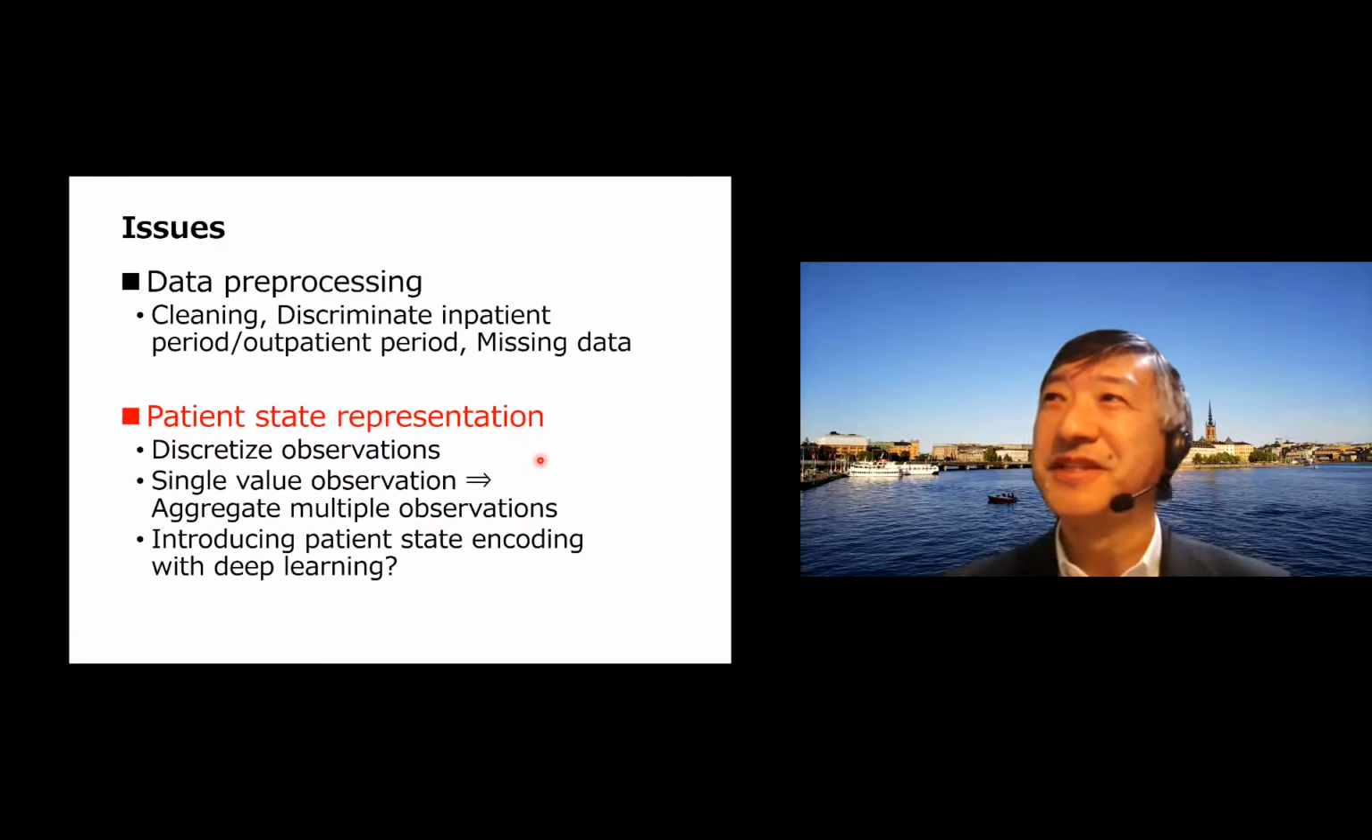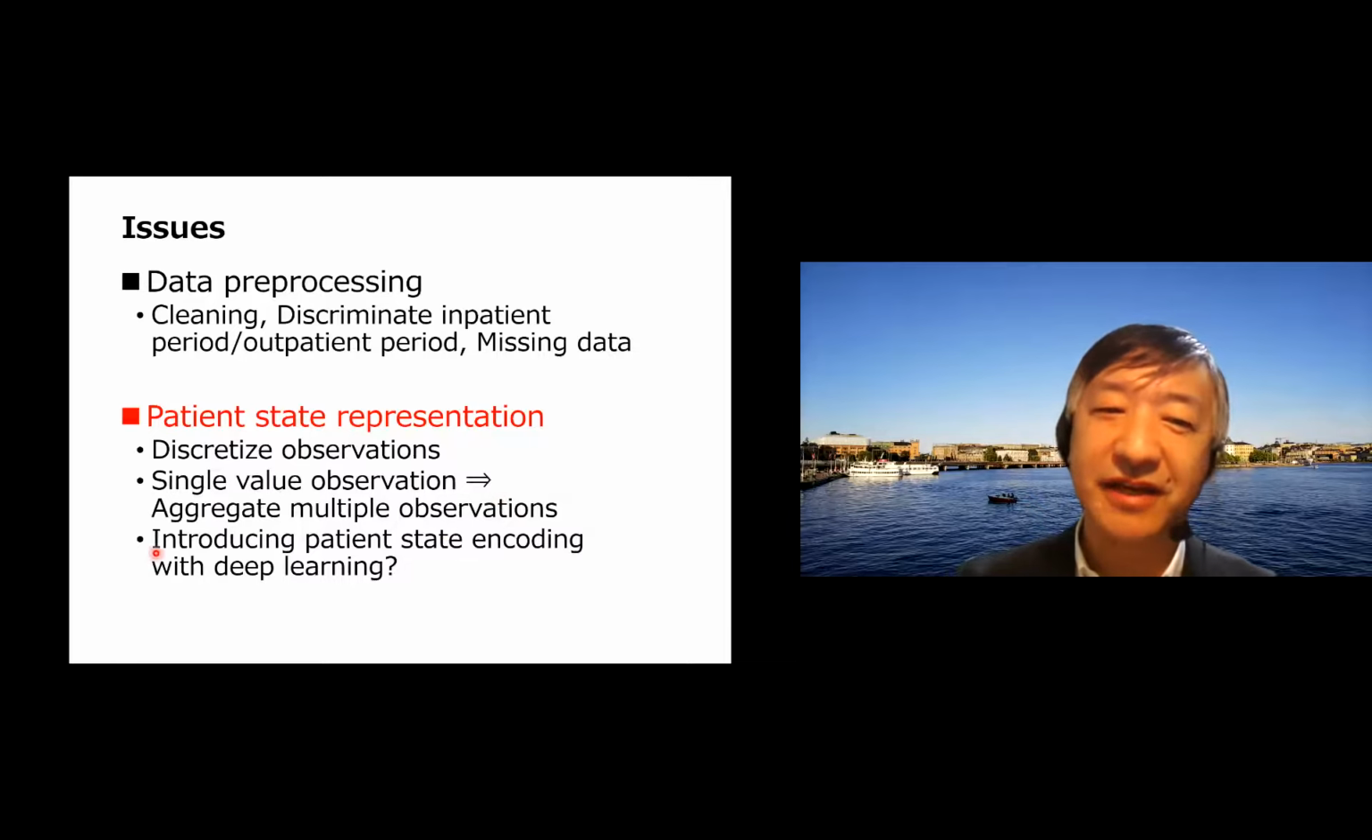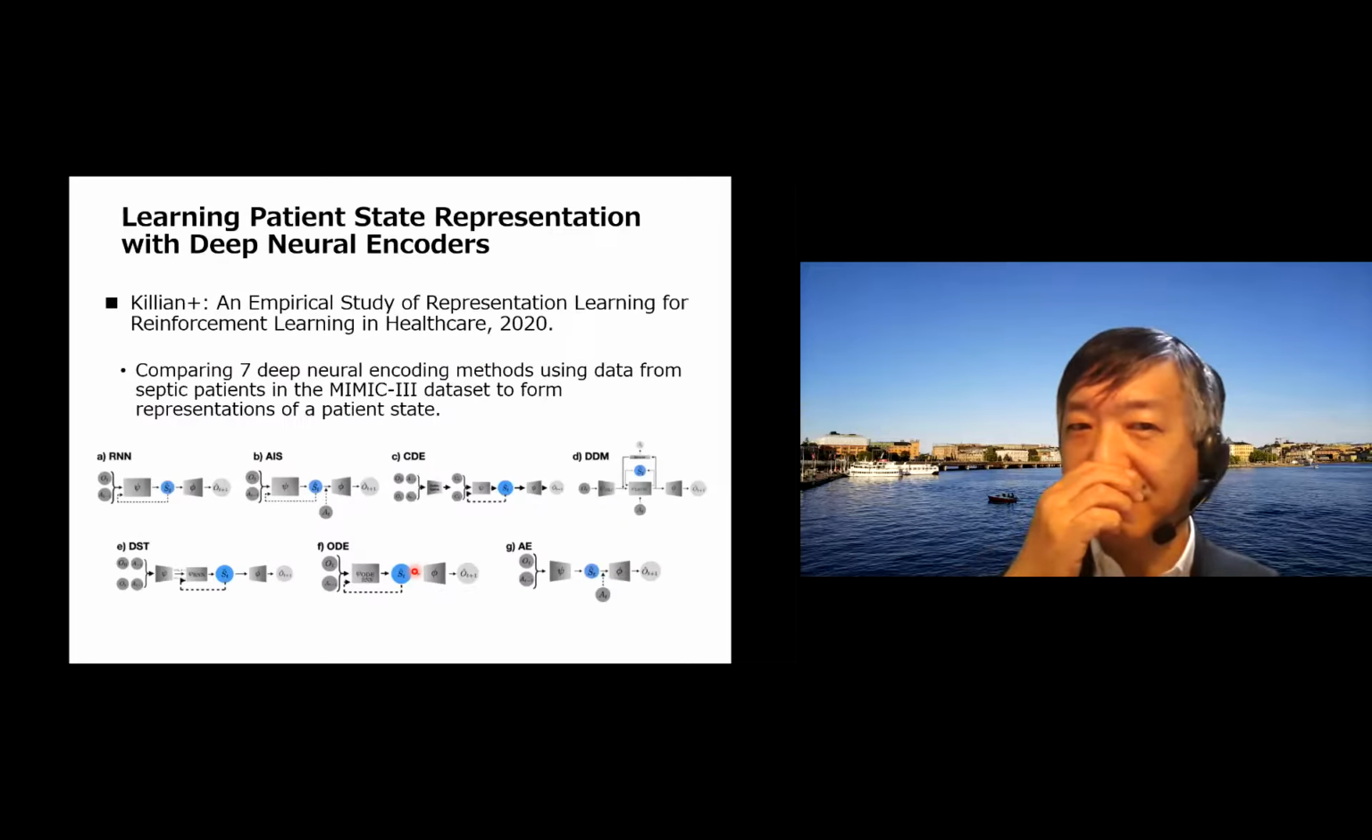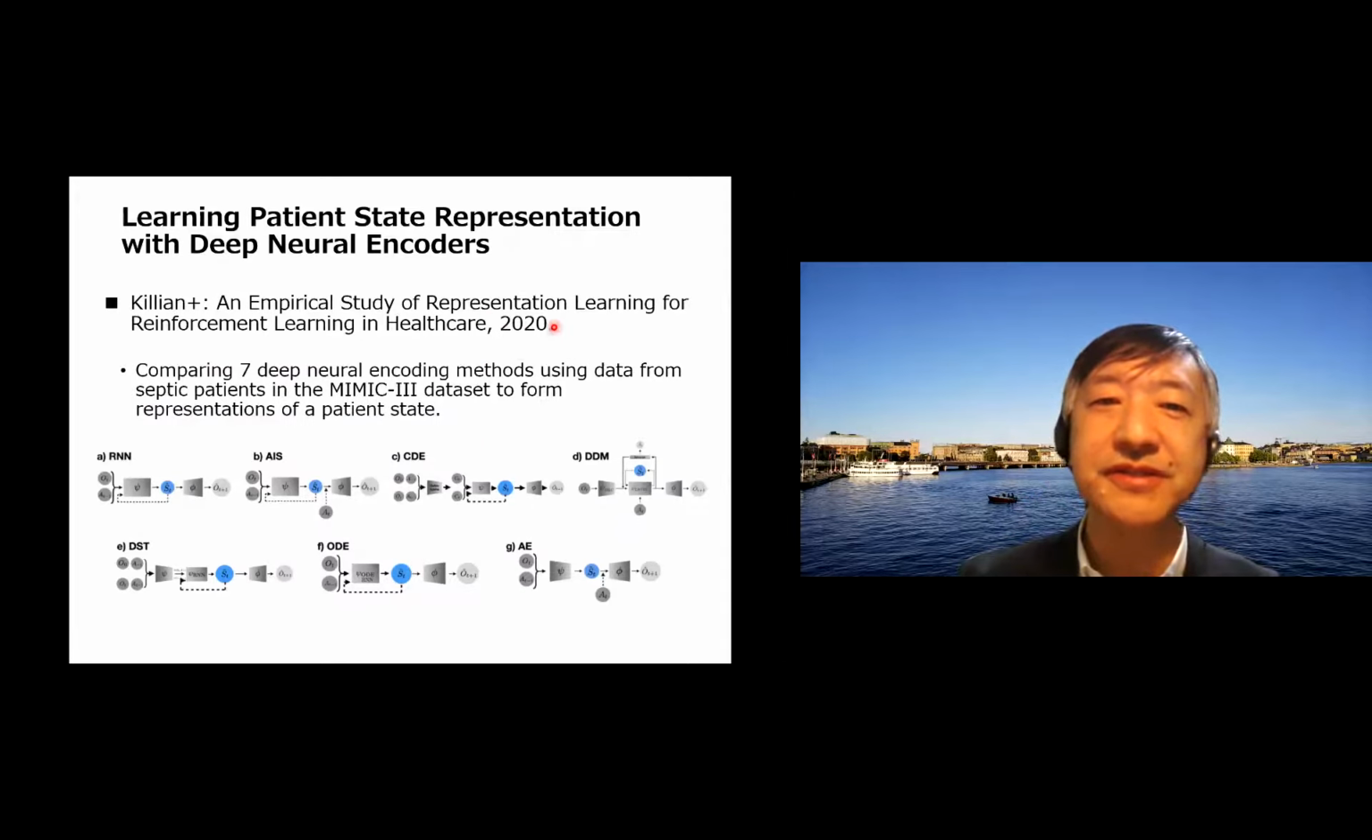So from this information, we should create a compact patient state representation. Recently, patient state encoding with deep learning has been proposed. As an example, this research published this year compared seven deep neural encoding methods using data from septic patients in MIMIC-III. This is a public data set to form the representation of the patient state. These are the architectures of the seven different neural network architectures.